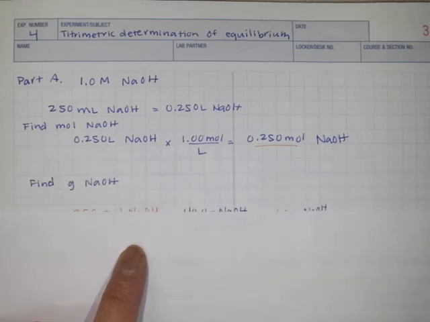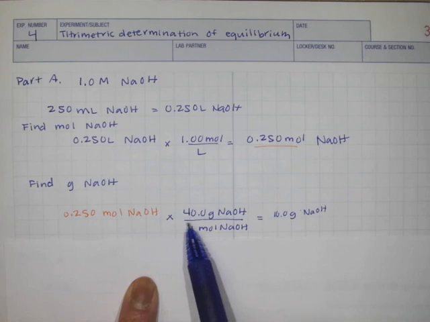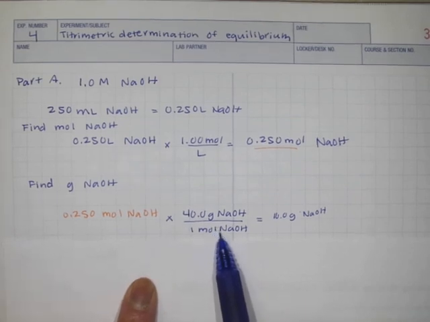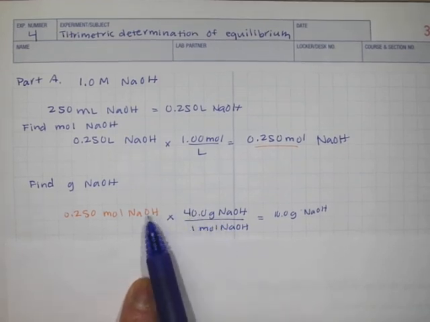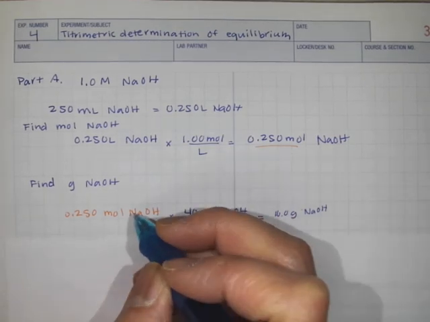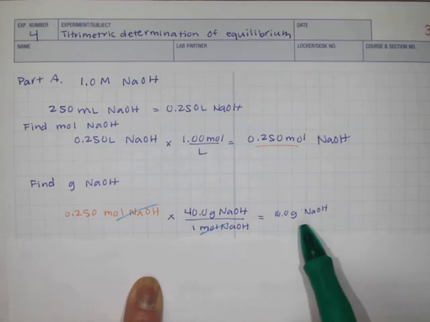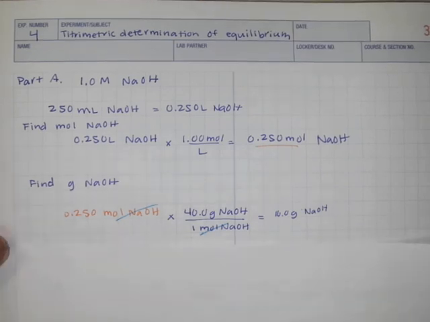To get to the mass, to find the grams, you take the 0.25 moles of sodium hydroxide and multiply it times the molecular weight. Some of you divided by 40, but you want the moles to cancel out here, to get you 10 grams of sodium hydroxide.